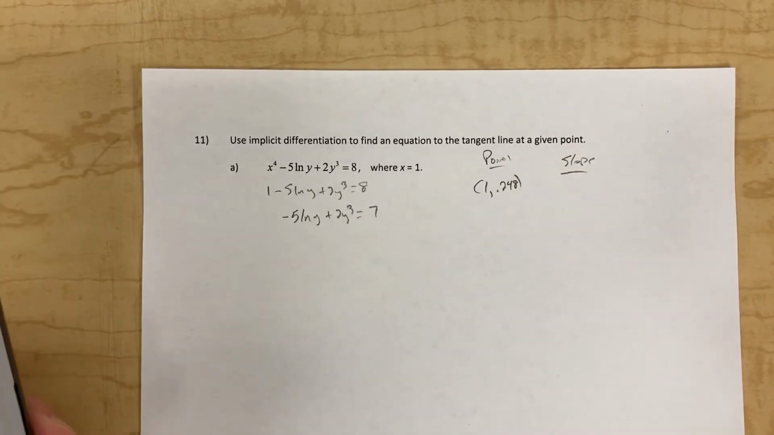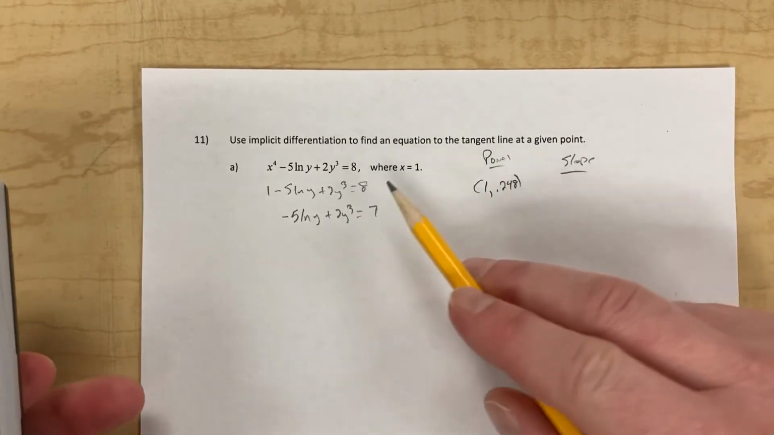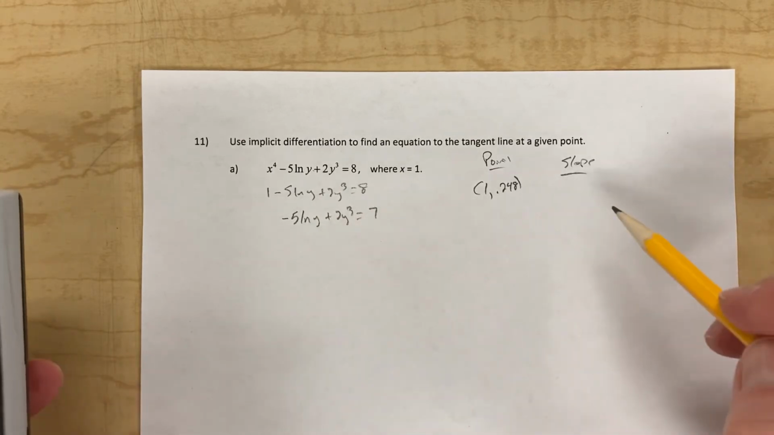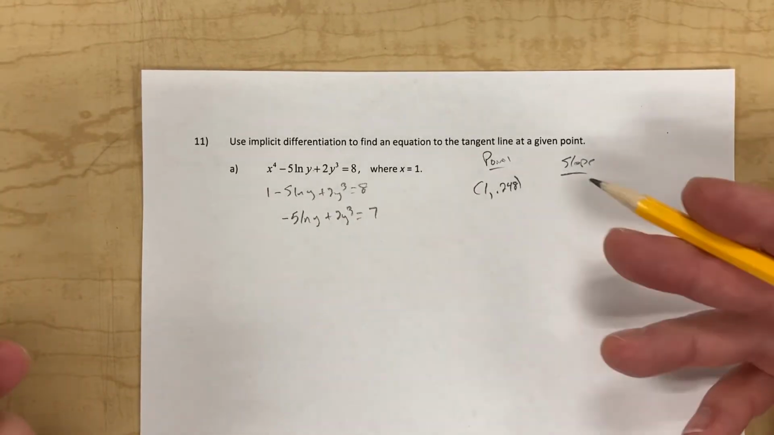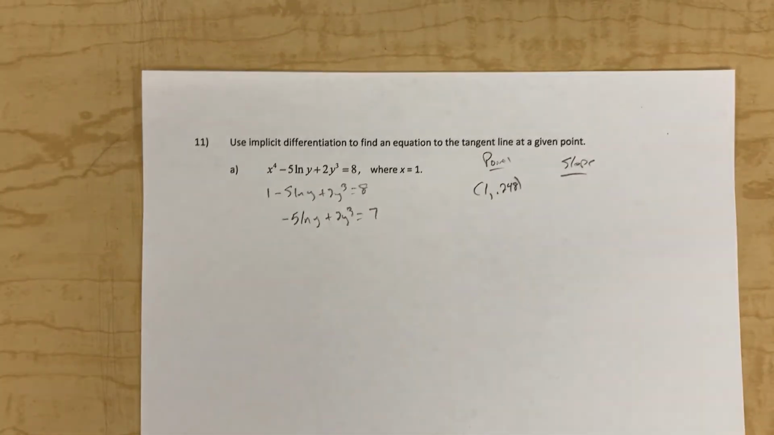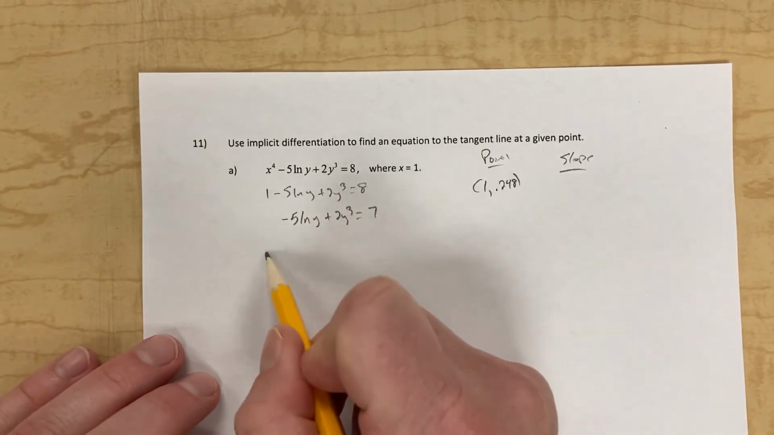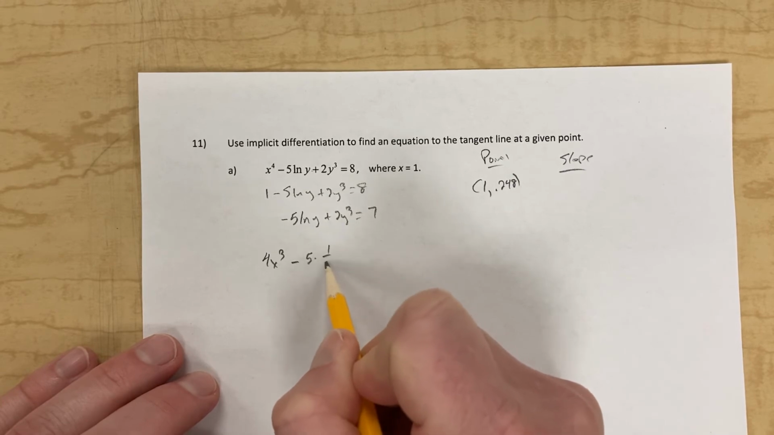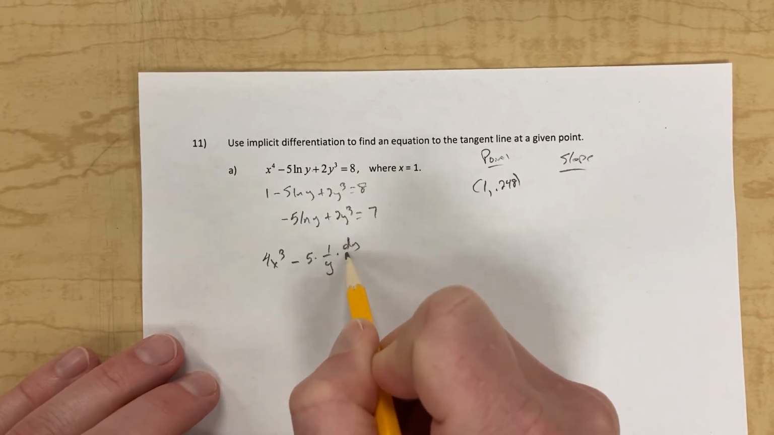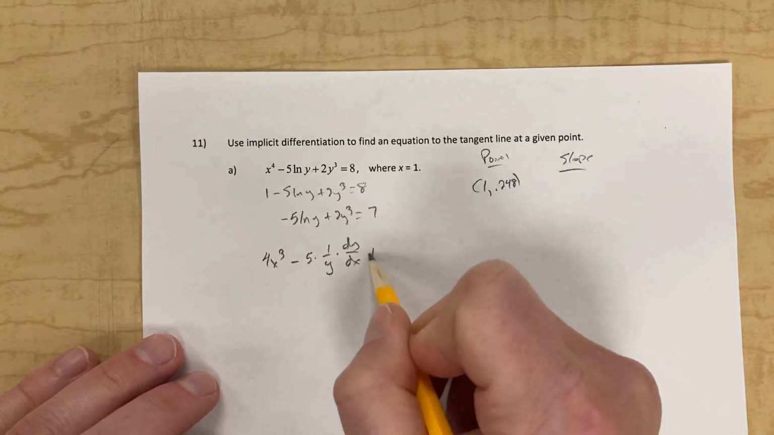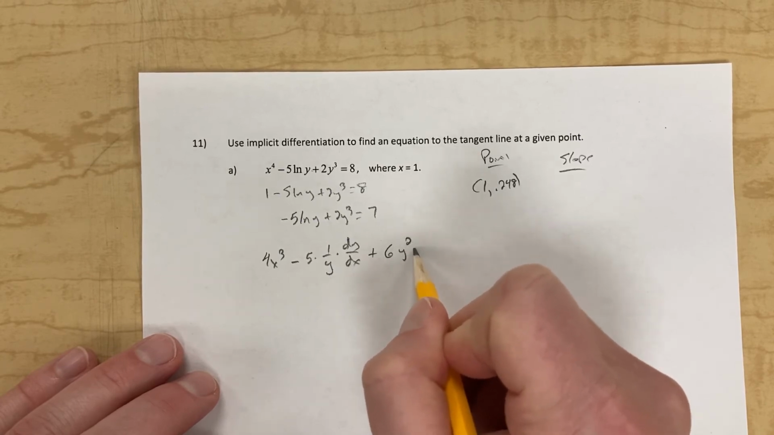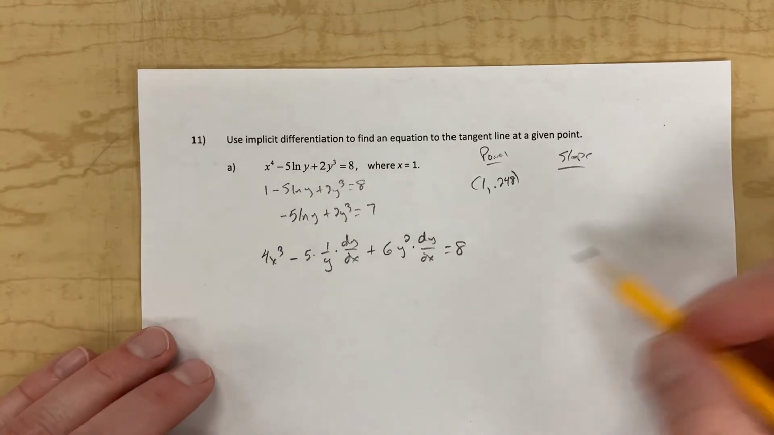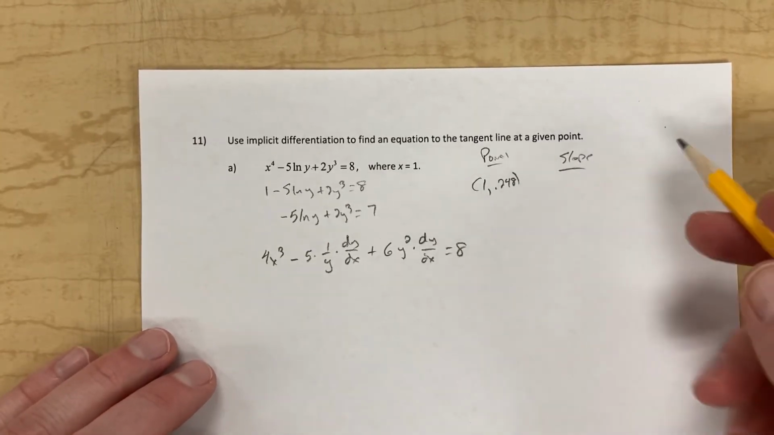Now again, the AP is probably not going to give you something quite this nasty. It would probably be something where you could find that y value on your own. But regardless, this is what we end up with right there. So now let's go ahead and take the derivative. This is going to be 4x cubed minus 5 times 1 over y times dy dx plus 6y squared times dy dx equals 8.